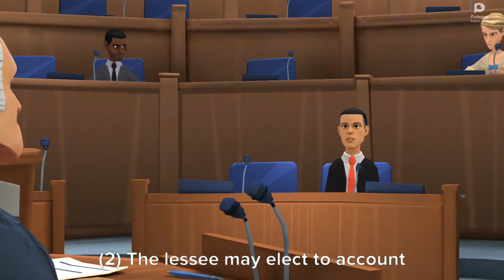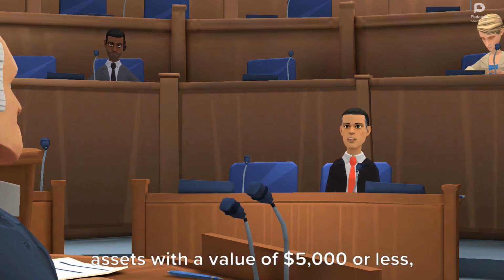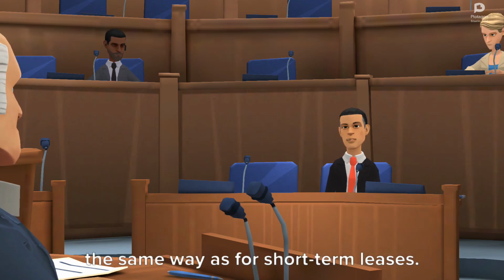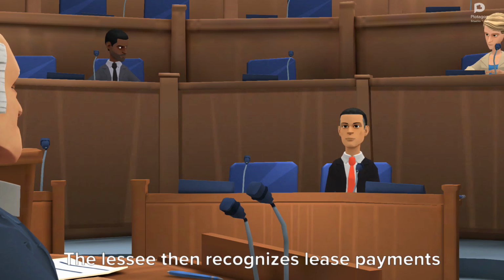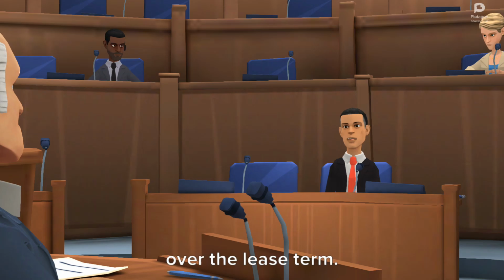2. The lessee may elect to account for a lease of low value, which are assets with a value of $5,000 or less, the same way as for short-term leases. The lessee then recognizes lease payments as an expense on a straight-line basis over the lease term.